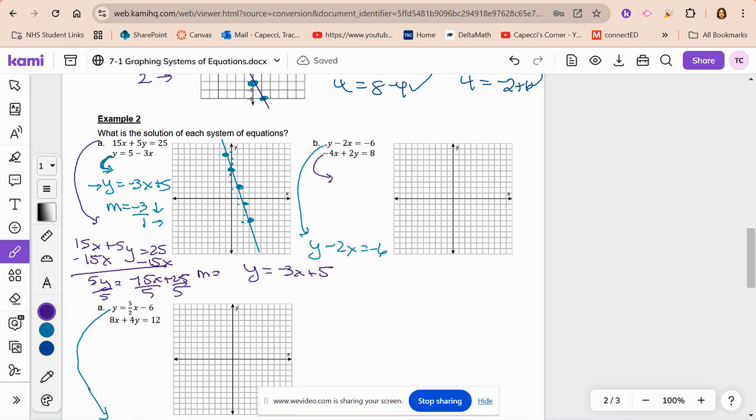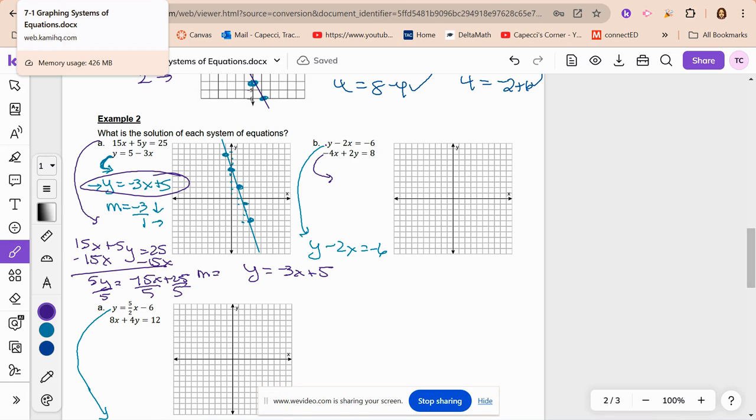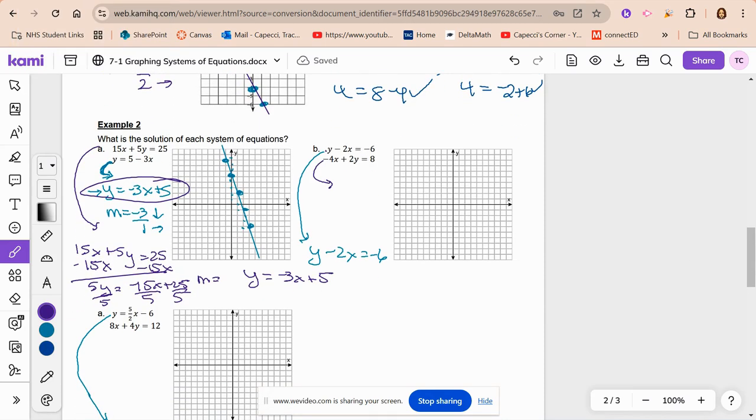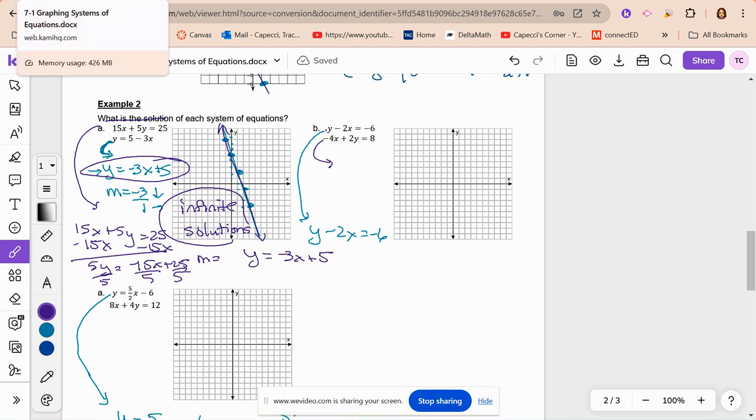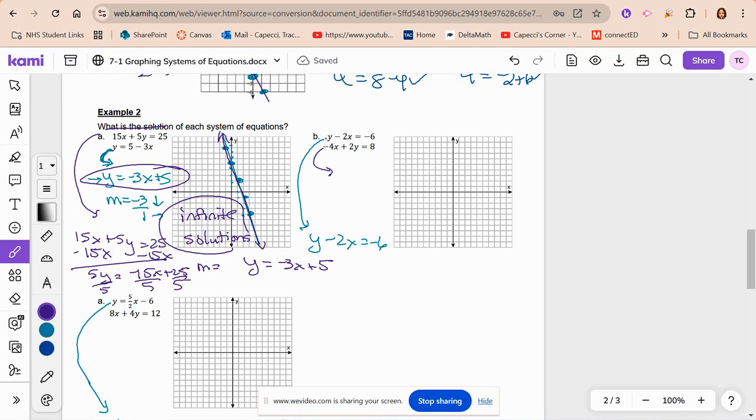Okay? Now, if you notice, that is the exact same equation I had up here, right? So if I were to graph that again, it would be right on top of each other. So I don't really need to do that. I just know they're right on top of each other. So what is the solution? In this case, we have infinite solutions, because if we were to graph this one, it would be right on top of it. So those lines are going to touch an infinite number of points.